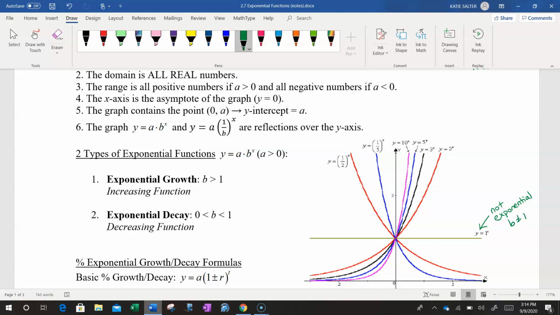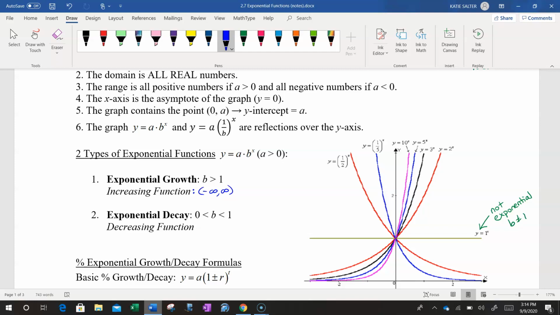All right, there's two types of exponential functions. When that leading coefficient is positive, there is exponential growth, which is an increasing function. And when we say that, that means it increases for the domain of all real numbers. If I was to ask you, where is that function increasing? You would say from negative infinity to infinity. If I was to ask you where that function is decreasing, you would say never, because it isn't.